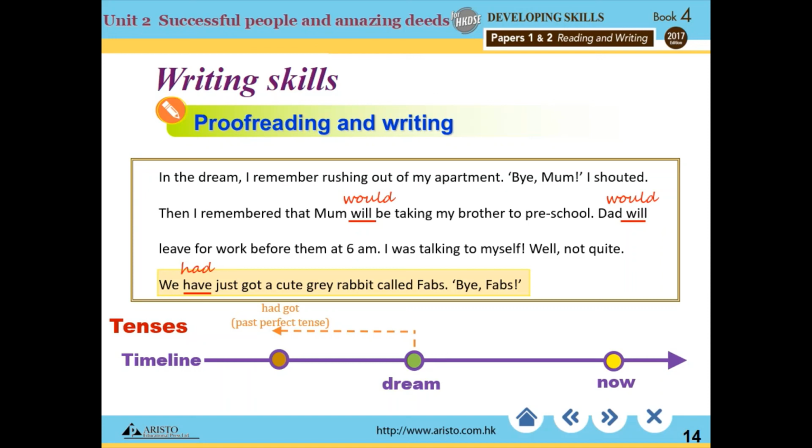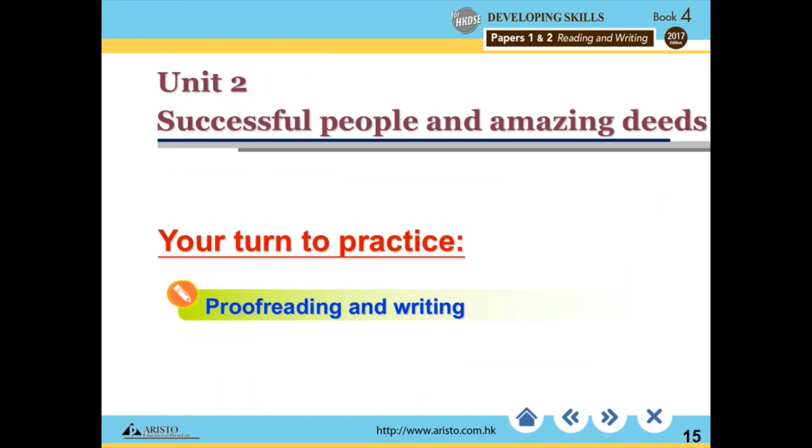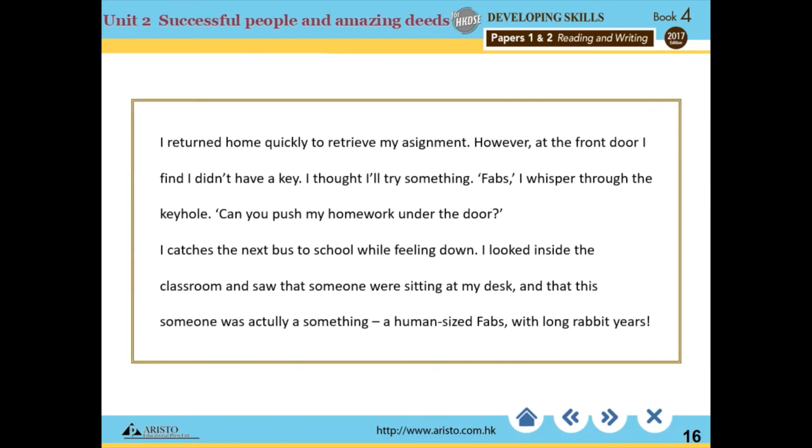So now it's your turn to practice. Take a look at this passage and proofread it for mistakes in spelling, subject-verb agreement, and tenses. Type out the whole passage with the mistakes corrected in the space provided.